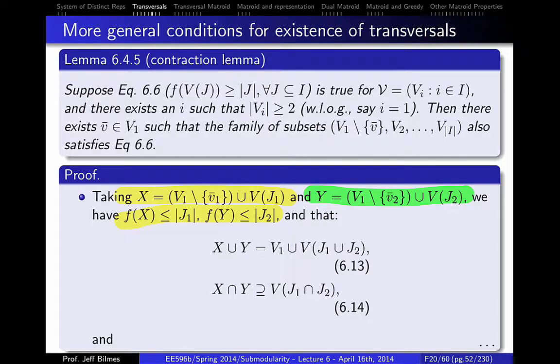Now if we take the union of x and y, just by looking at it, set theory, we get that this is equal to v1 union v of the union of the indices. And if we take the intersection of x and y, we get that that is no less than v of the intersection of the indices.